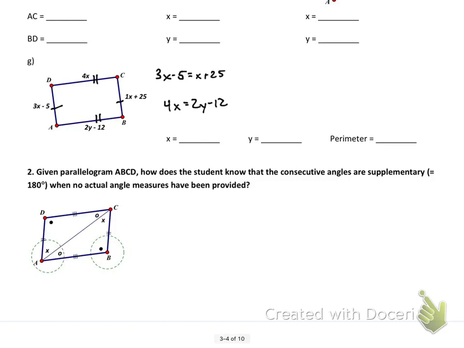All right, so we're just going to stop right there for today. And tomorrow we're going to start with practicing with some of the parallelogram stuff, and we'll move on to rectangles also.